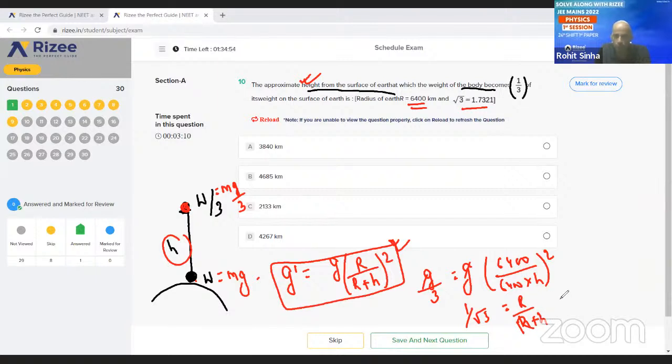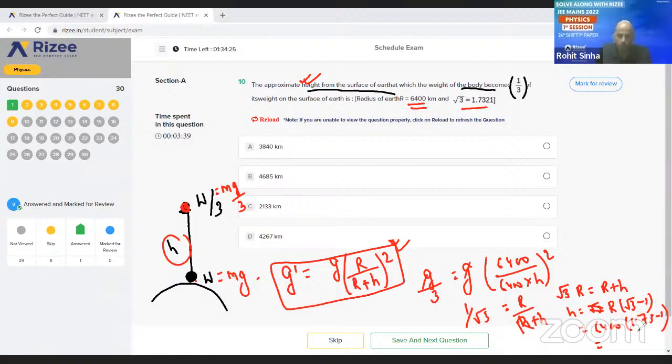You can do it like this. Root 3 is equal to r plus h. That means you can write h is equal to root 3 r minus r, so I can write it like this: r into (root 3 minus 1). R is 6400 kilometer. The root 3 value is given, you can see, 1.73 minus 1. Put all the values, you will get how much?